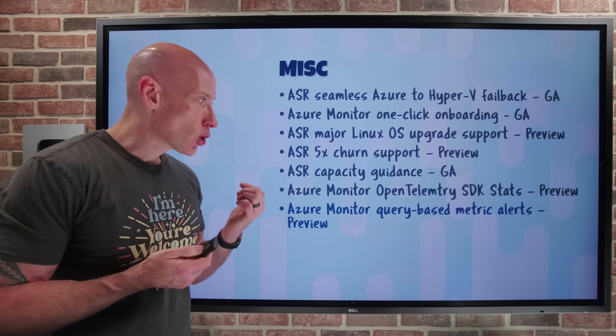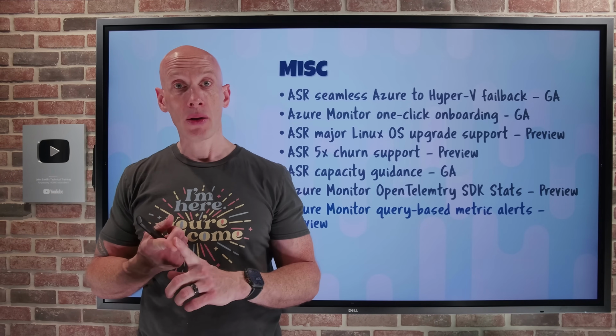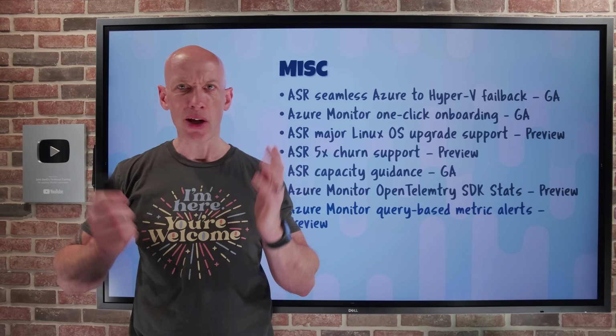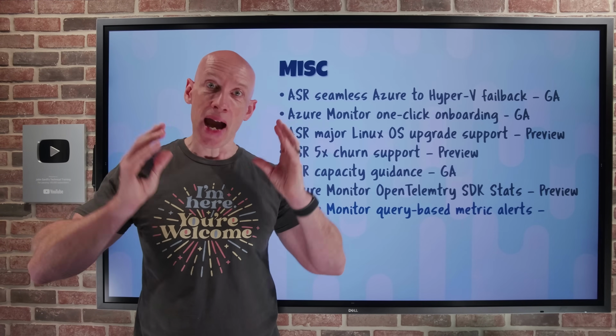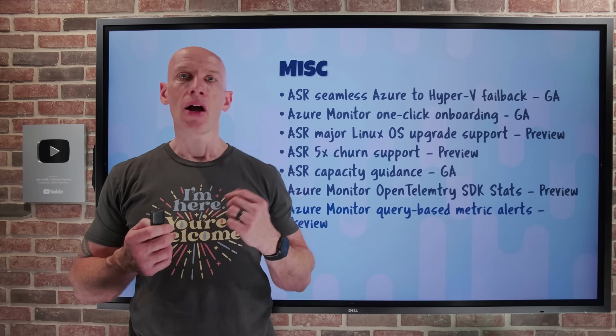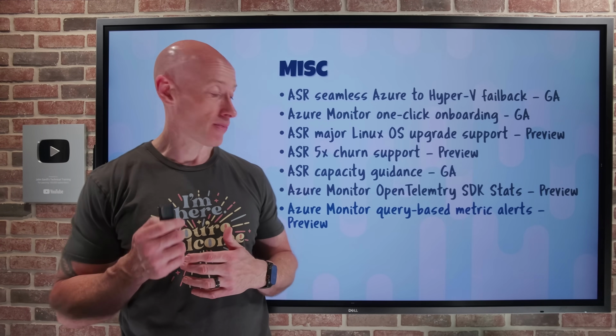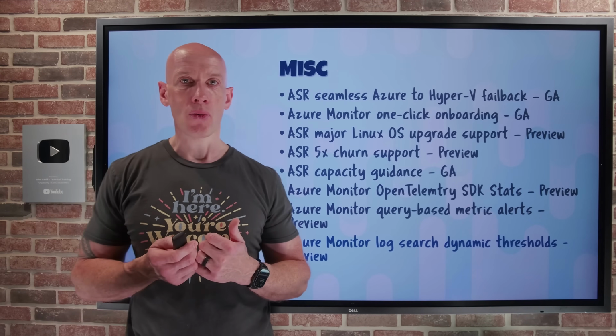And Azure Monitor now has query-based metric alerts. So this is using PromQL on my Prometheus or OTel, my custom metrics that are stored in an Azure Monitor workspace. Again, Azure Monitor Workspace is that special type of workspace today, only used for Azure Managed Prometheus. And Azure Monitor Log Search now has dynamic thresholds.